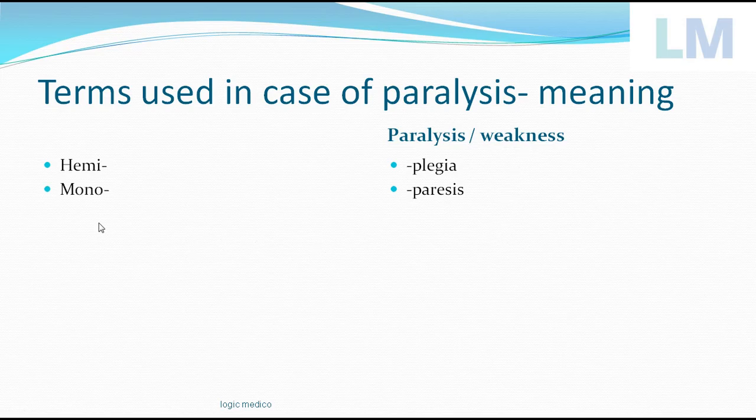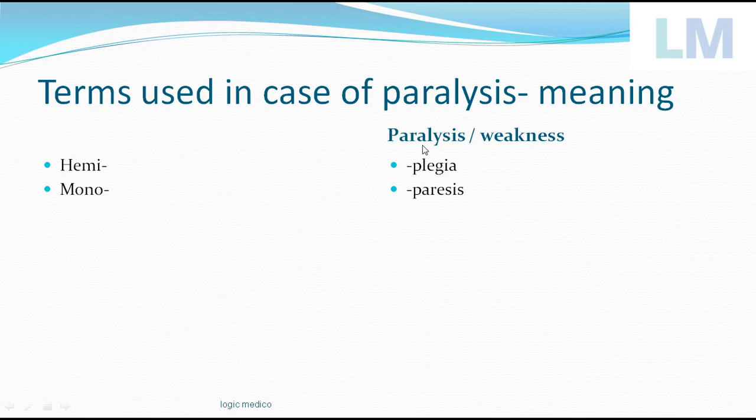Like that we'll go on. Mono means one limb, either an upper limb or a lower limb. Monoplegia is the complete paralysis, the complete loss of action, of the group of muscles in one limb. Whereas a partial paralysis, that is weakness of one upper limb or one lower limb, is called monoparesis. So you got this. Monoplegia means paralysis of one limb.